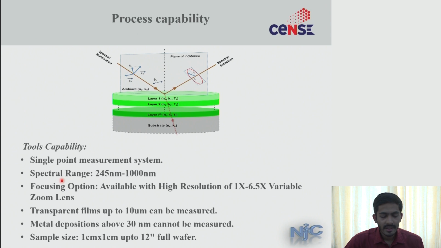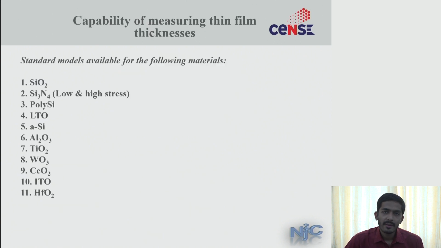This system is mainly a single point measurement tool, and you have a very wide wavelength range from 245 nanometers to 1 micron. You have a focusing option wherein if you have a patterned sample, you can differentiate between your thin film on a planarized region or on your features. Lastly, this tool can be used to measure thicknesses up to 10 microns if it's a transparent dielectric film, and 30 nanometers if it's a metal film, which mainly acts as an absorbing layer. The sample size can range from a small 1 cm sample to a 12-inch full wafer.